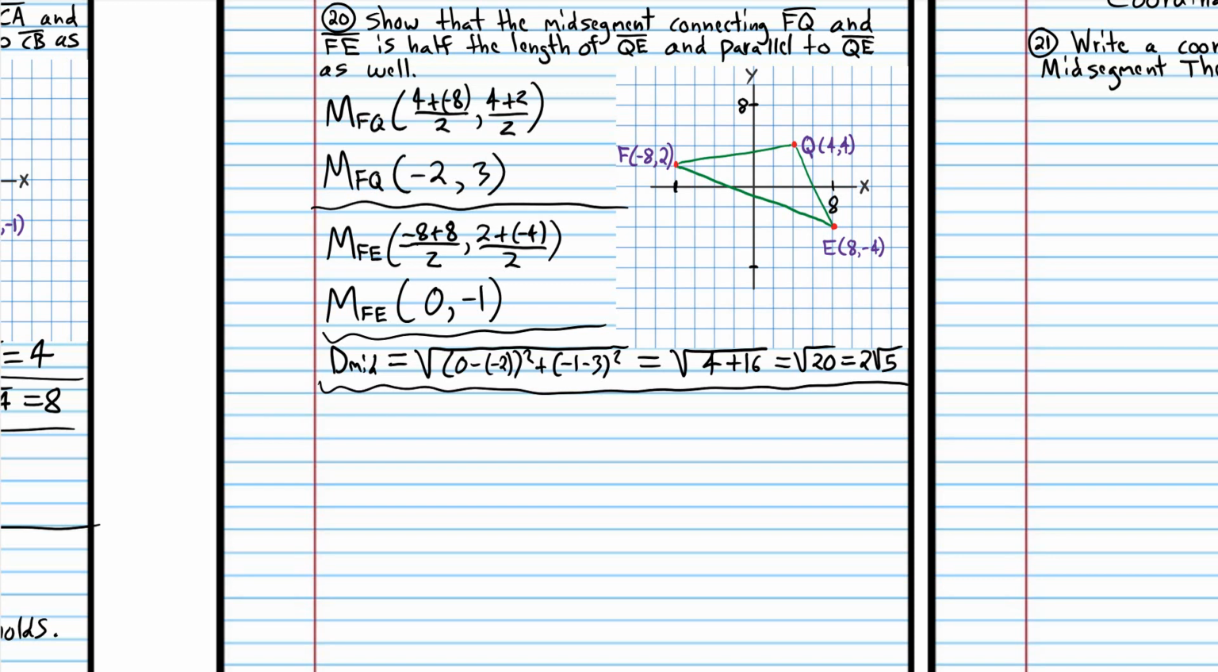So it should be 4 root 5, not just 2 root 5. So we're going to find the distance between Q and E. Letting Q be the first point, we have 8 minus 4 squared plus -4 minus 4 squared. Doing all the math on that, we have root 16 plus 64, and 16 plus 64 is 80. Now 80 is 5 times 16, you see.